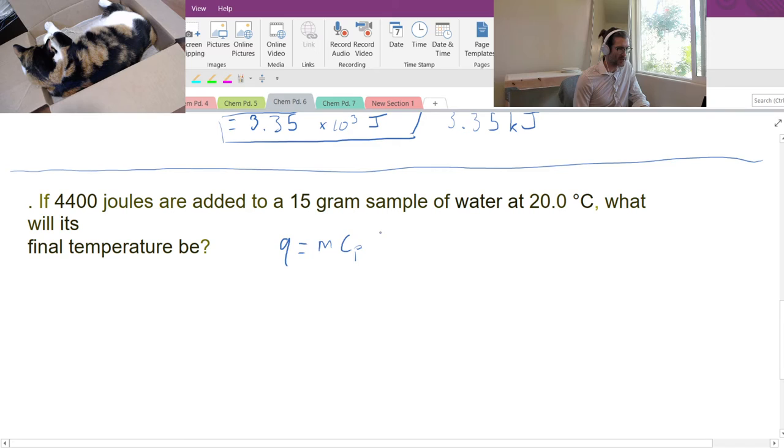Okay, so delta T is T final minus T initial. We know our T initial, so we want to solve for T final. If we add T initial to both sides, delta T plus T initial is going to be our T final. So now we just need to solve this for delta T.